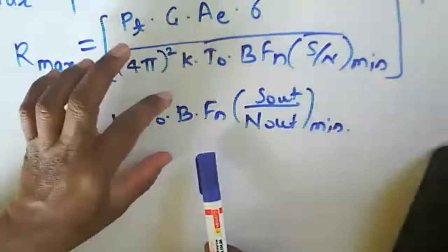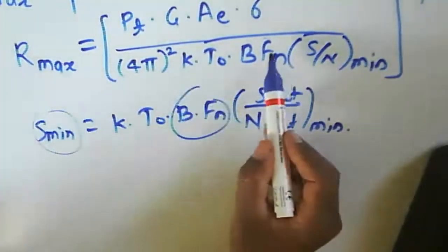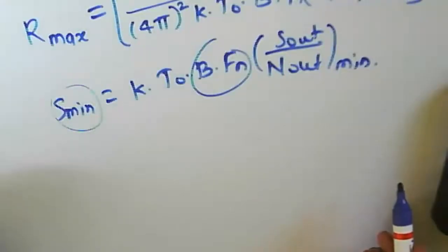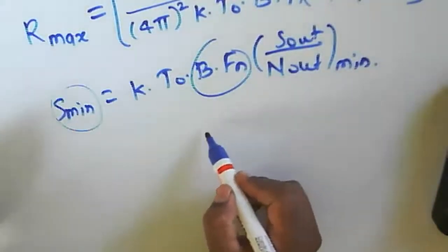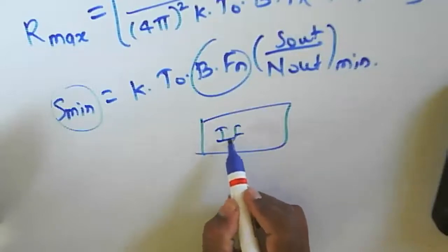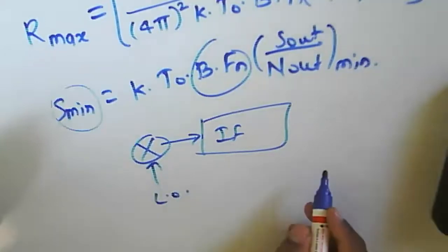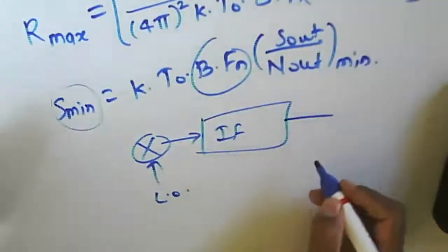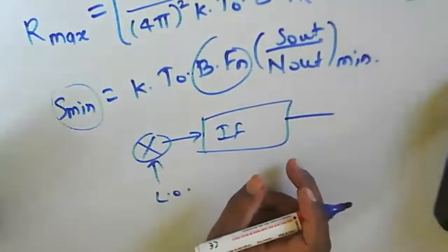The signal to noise ratio is independent of bandwidth and noise figure. It is not dependent because that is separate here. If you consider S minimum here, then it depends upon the bandwidth and noise figure. Generally, we are supposed to consider the IF block here, because we are providing the signal from the mixer to the IF, and then we have the matched filter here. So we get the output signal, that is, we get the signal to noise ratio at this particular block.